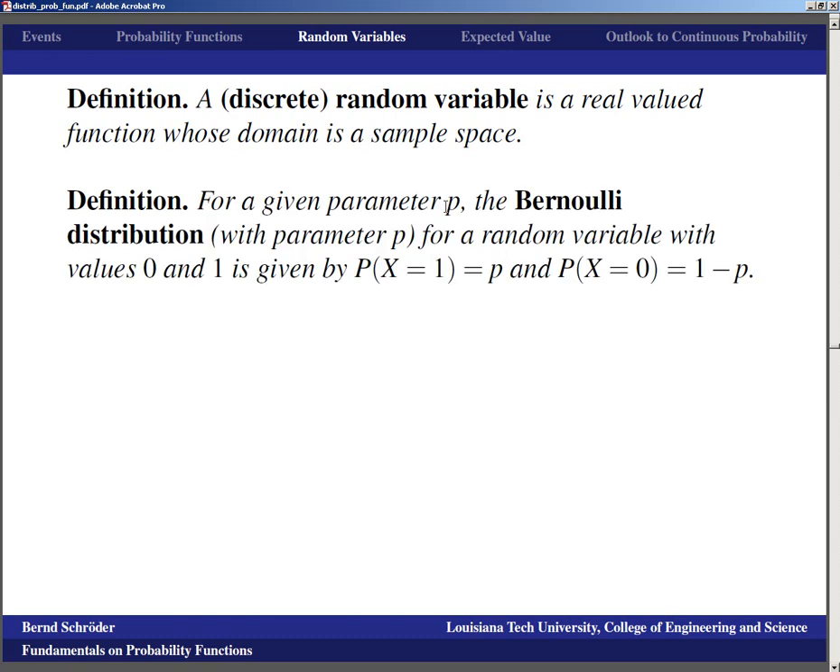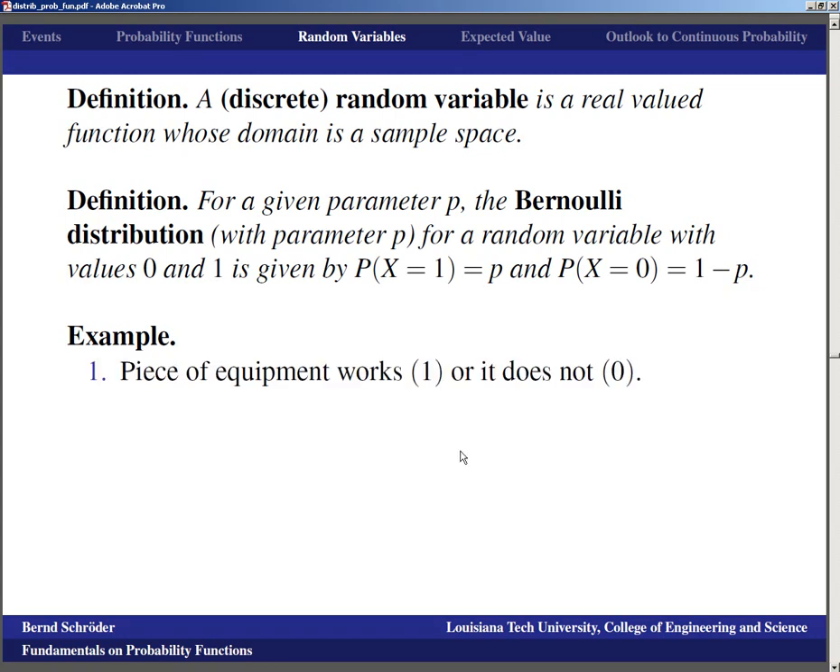Now, for a given parameter p, basically you want to think of this as your probability of winning. The Bernoulli distribution with parameter p for a random variable that gives you values 0 and 1, 0 you lose, 1 you win, is given by probability of x equal 1, probability of winning being p, probability of losing being 1 minus p, being just the opposite.